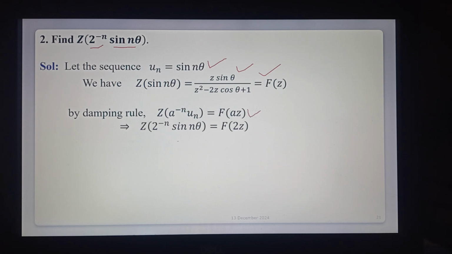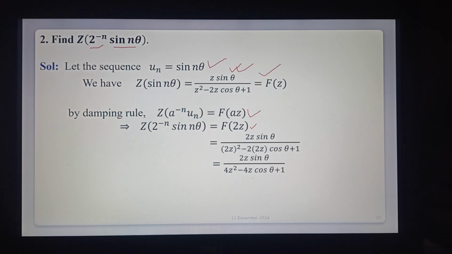a is 2. That is, the Z transform of 2^(-n) sin n theta is equal to F(2z). So in F(z), we replace z by 2z. That is equal to 2z sin theta/((2z) whole square minus 2 into 2z cos theta plus 1). That is equal to 2z sin theta/(4z square minus 4z cos theta plus 1). So this is the required Z transform of 2^(-n) sin n theta.